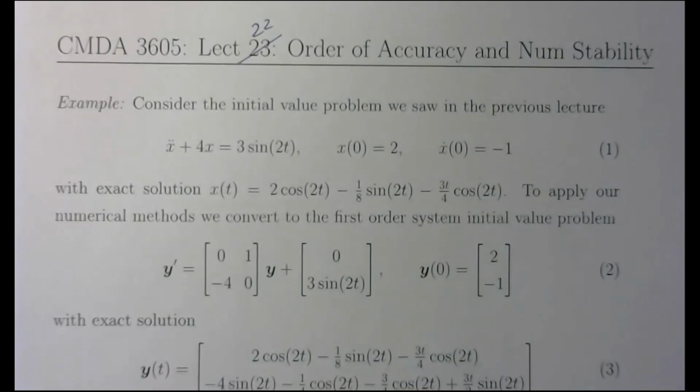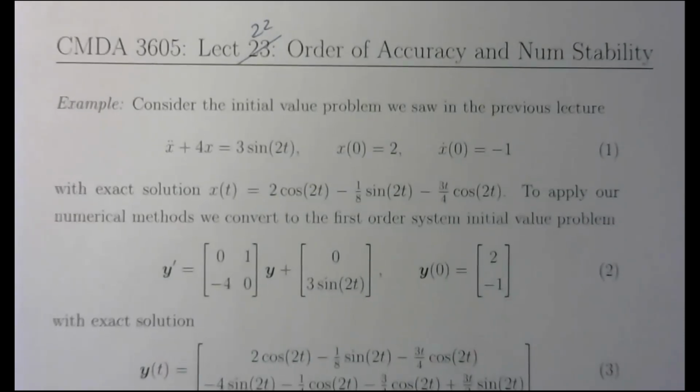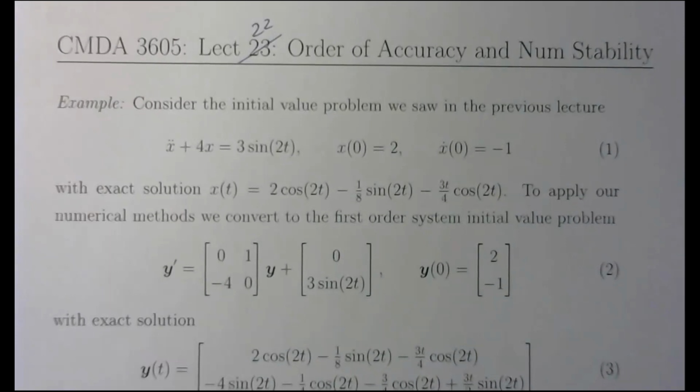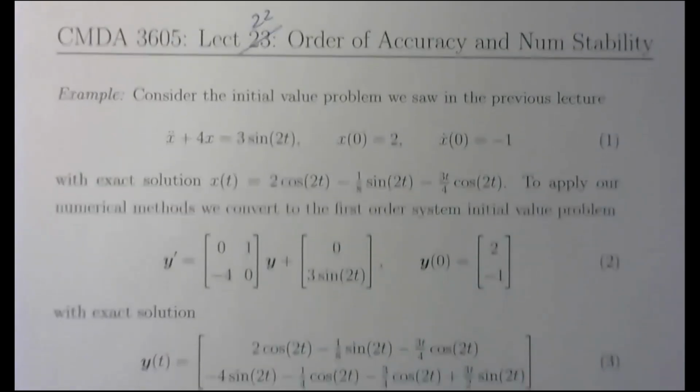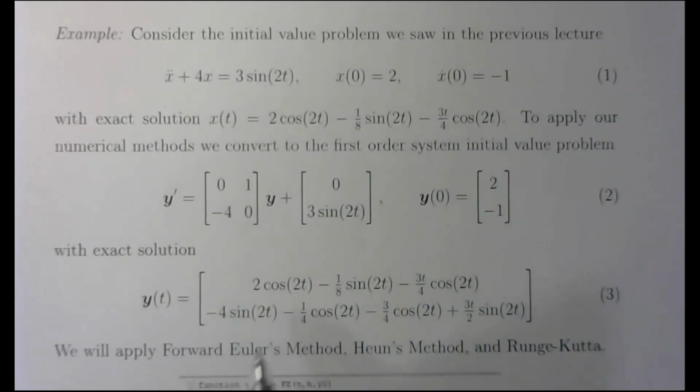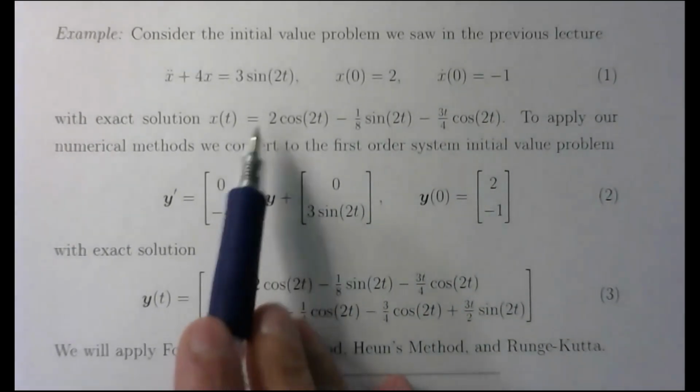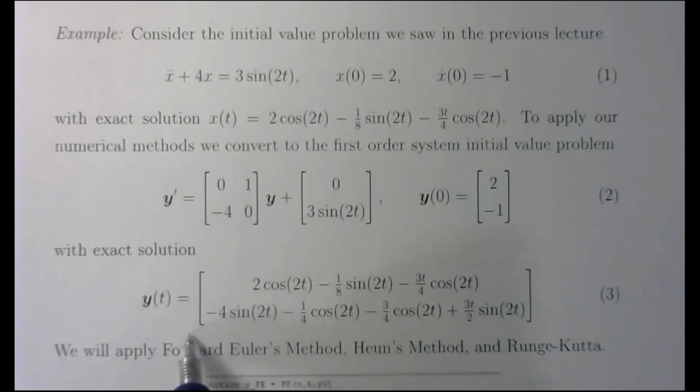because this is a harmonic oscillator. So if we want to apply our numerical methods, we want to convert this to a system of first order differential equations, and that would look like this. And we can find that the exact solution looks like this, which is really just this. And since the other state variable is x dot, the derivative, right? Okay, great. So we're going to apply forward Euler's, Heun's, and Runge-Kutta.